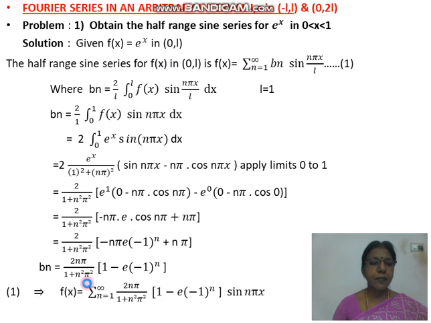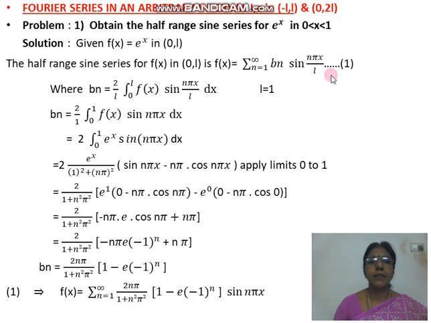What do we get? Substitute in 1: f of x is equal to sigma bn sin n pi x by 1, that is, sin n pi x. bn means 2n pi by 1 plus n square pi square into 1 minus e into minus 1 whole power n, into sin n pi x, which is the required half range sine series in the interval 0 to 1.